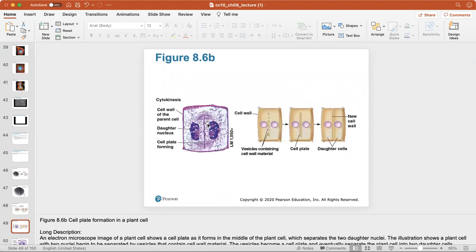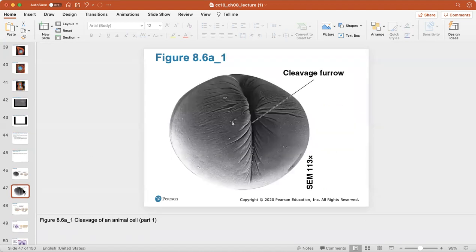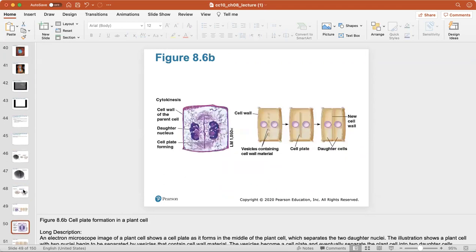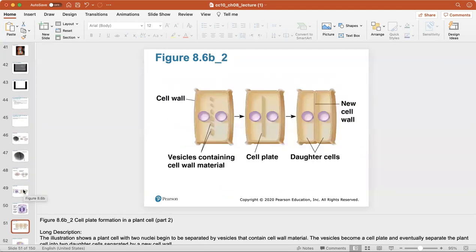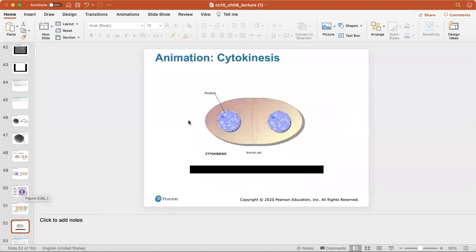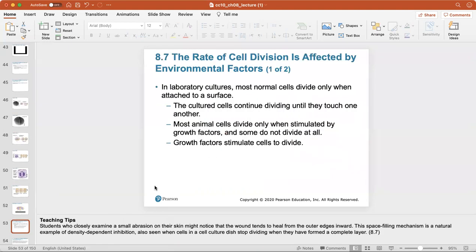In a plant cell, a new cell plate forms to form a new cell wall. So it forms a new cell wall from within. Whereas in an animal cell, we pinch off the cells to form two different cells. So that's the big difference there. So that's the cell plate formation in a plant cell. And here's a look at cytokinesis, which will compare the two, a plant and an animal cell.